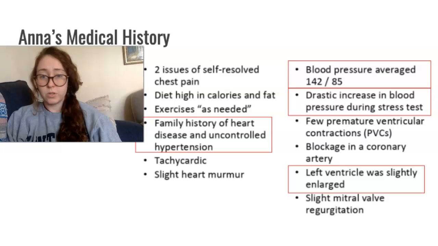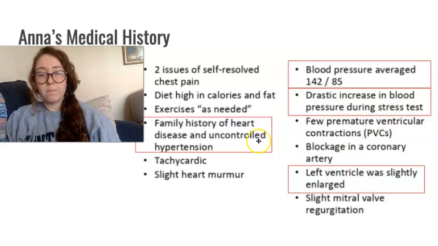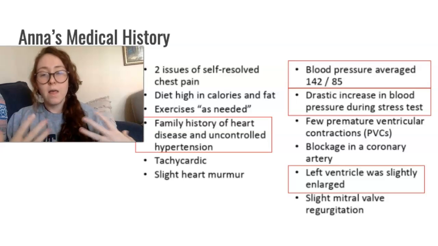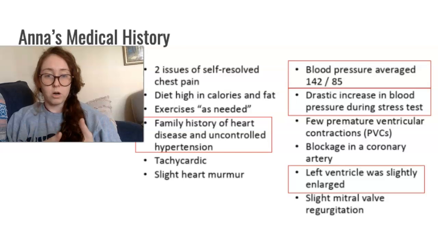When she was exposed to a stress test, so the doctor asked her to run on a treadmill, during that time her blood pressure went up even more. She has a family history of uncontrolled hypertension. And also, they noticed that her left ventricle on her angiogram was slightly enlarged. So remember, the heart is a muscle. If the heart has to work overtime because the pressure is so high and it has to get that oxygen, those nutrients to your cells, then that would be a reason why the left ventricle may be enlarged, because it's working much harder, right?